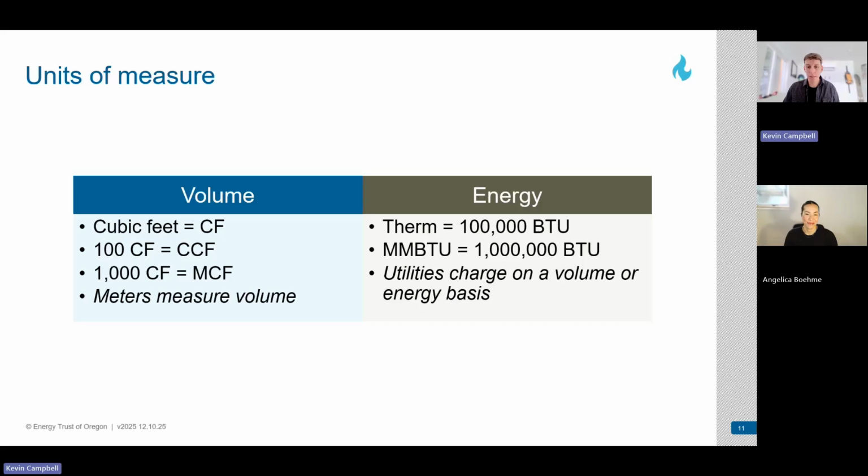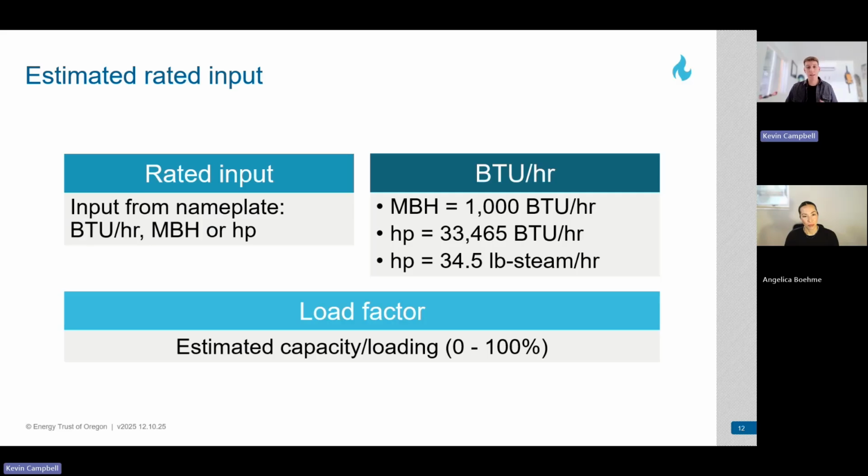All right, so let's do that same exercise as we did with the electric side, and let's look at a piece of natural gas-fired equipment to understand how to estimate its rated input. If I were to walk up to a natural gas piece of equipment, I would find a nameplate. On that nameplate, I would see the input, and that is the amount of gas energy that's coming into the piece of equipment from the natural gas service. You're usually going to see that in units of BTUs per hour. Maybe it's MBH. You also could see a horsepower there. You might even say BHP, which stands for boiler horsepower.